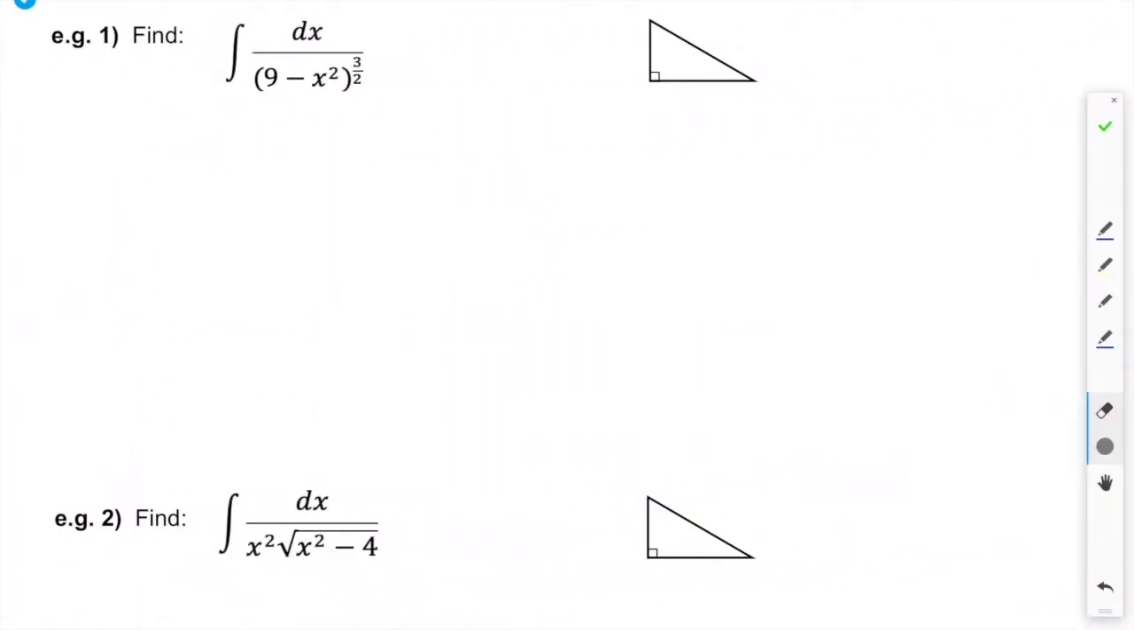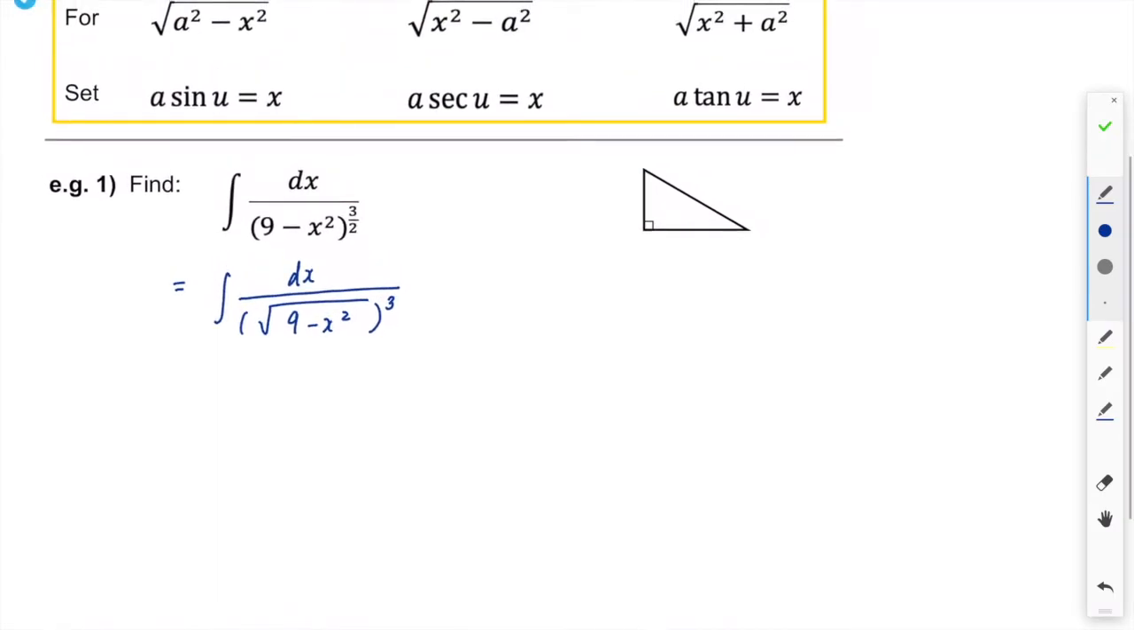Example 1. Find the integral of dx over (9 minus x squared) to the power of 3 over 2. In order for us to use trig substitution, let's rewrite this as dx over the square root of 9 minus x squared, all to the power of 3. This way, we can compare it to the chart that we had earlier. Notice how we have the format of the square root of a squared minus x squared. This suggests that our substitution should be a, which in this case is 3, sine u equals x.